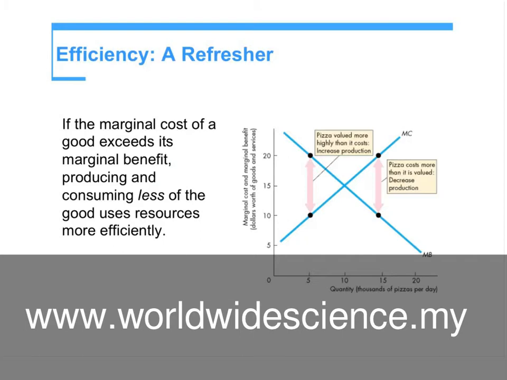So on the left-hand side, our marginal benefit is more than our marginal cost. So producing more of that good or service uses the resources efficiently. Well, on the right-hand side, our marginal cost is higher than our marginal benefit. So producing more of that product is using the resources less efficiently. But if you produce less, it's a more efficient use of your resources.